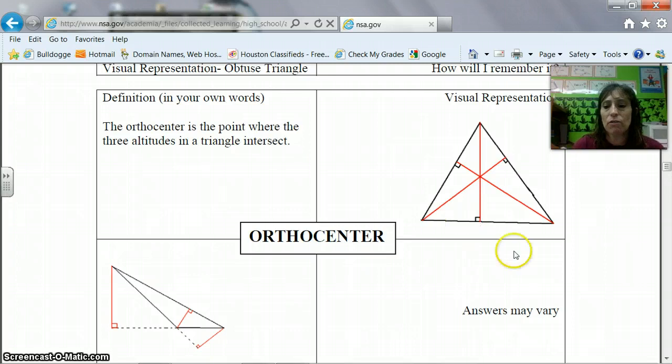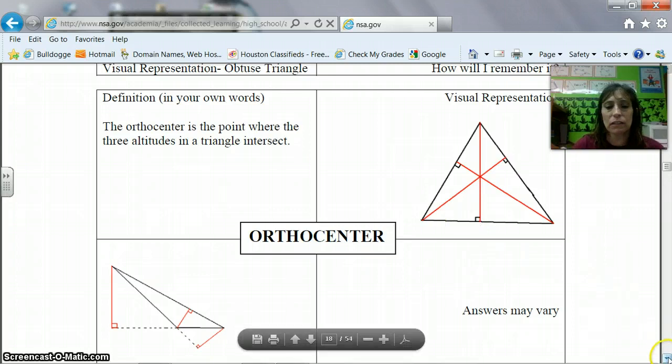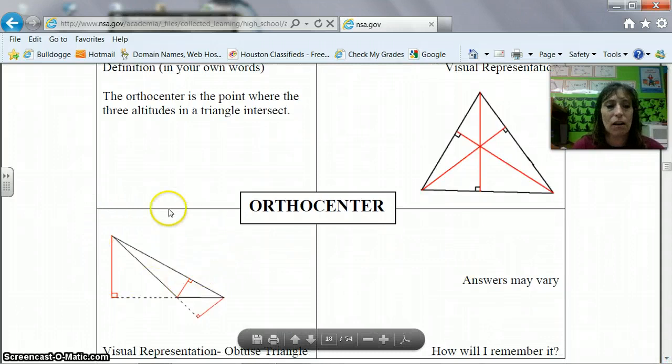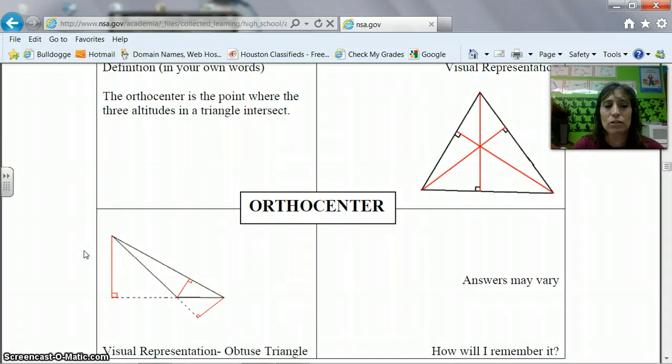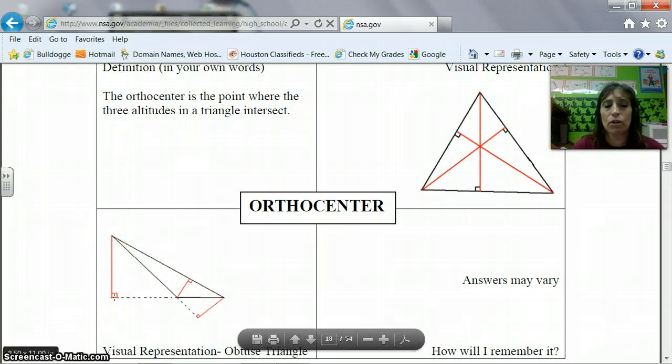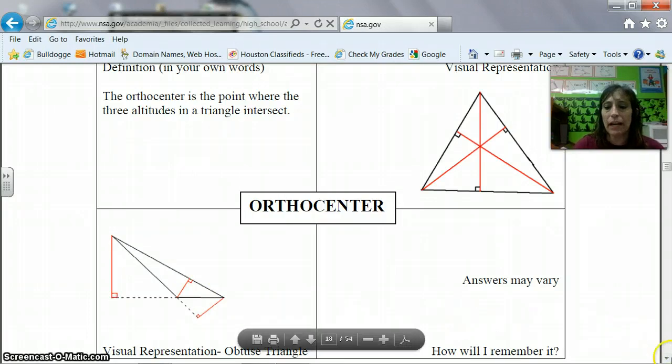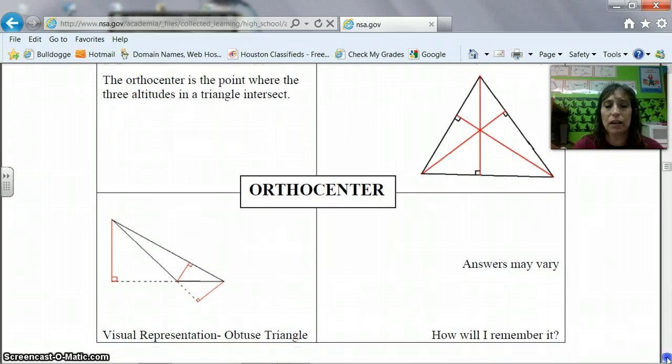Now, if you'll notice over on the left down here in the lower left, for an obtuse triangle, it does not have to be inside the triangle. The altitude always goes from the vertex, which is the point, straight down and makes a perpendicular line with the bottom of the triangle. All right? And how you'll remember that one, I want you to keep in mind, you can figure that one out yourself.